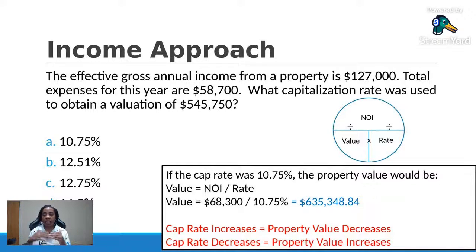Okay. So that kind of helps you realize that, okay, if your client wants to get more of a return on their money, they have to pay less for the property. Okay. But if they pay more, that means their return will be less. All right.